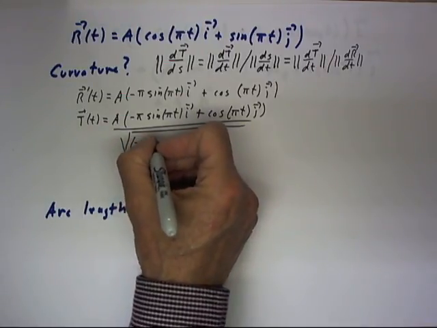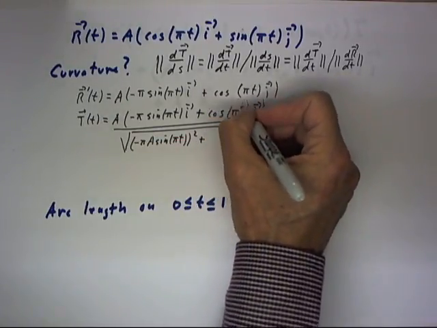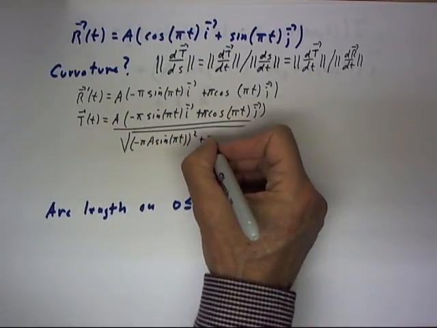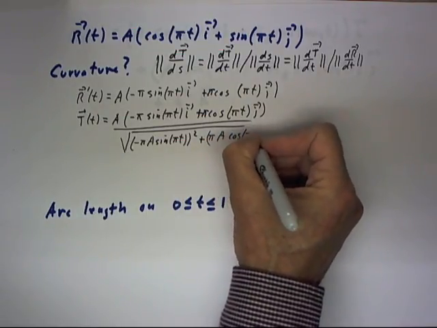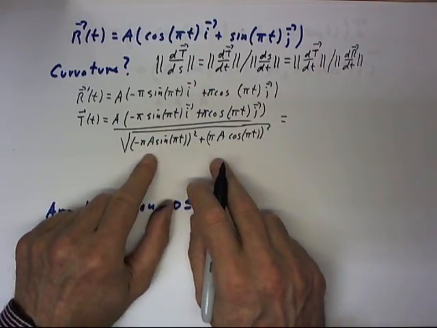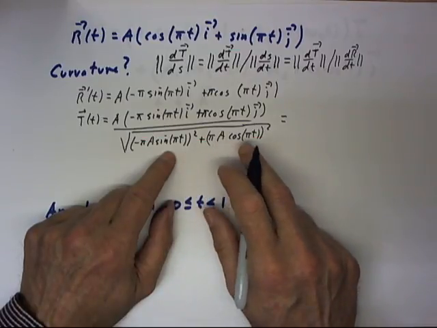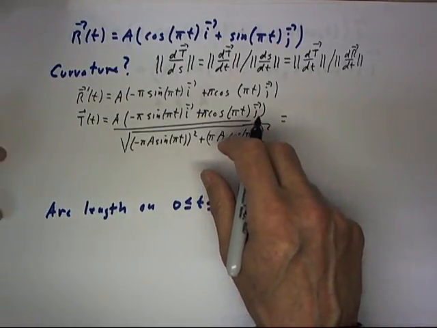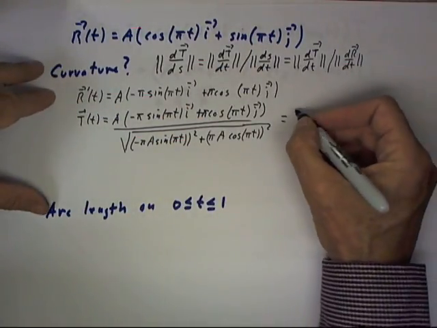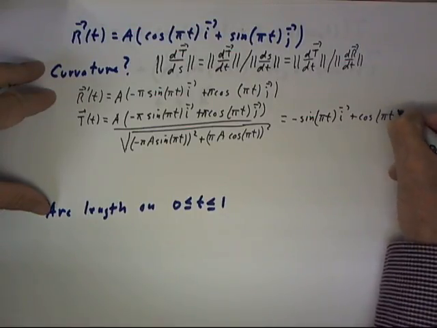That's going to be negative pi a sine of pi t quantity squared plus pi a cosine of pi t quantity squared. We're going to be able to factor out a pi squared a squared from this term, and then a pi a from the square root, leaving us sine squared of pi t plus cosine squared of pi t, and that's going to be 1. So our denominator just becomes pi a, and when we divide pi a into what we have here, we're just going to end up with negative sine of pi t i plus cosine of pi t j.